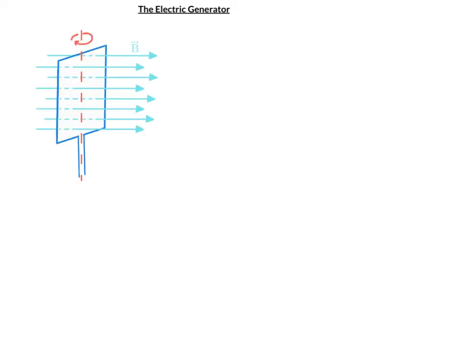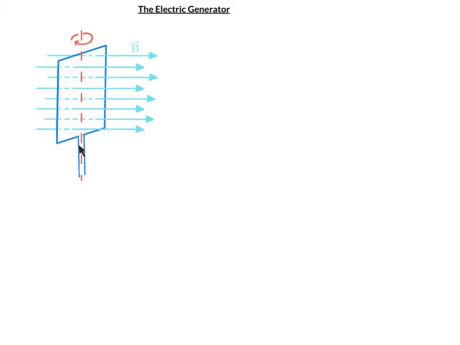Let's look at the electric generator. So here we have a coil that is rotating in a magnetic field. We are going to need to do some mechanical work here to rotate this coil. And the coil is rotating about this axis, and it's rotating in a magnetic field that's oriented in this direction.